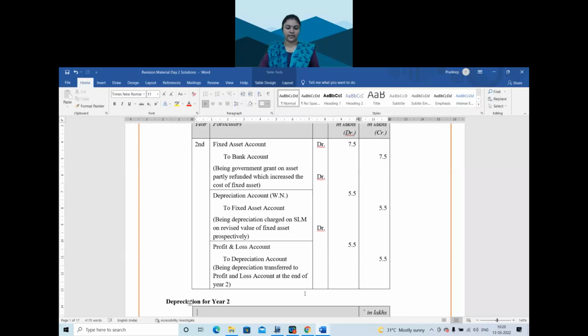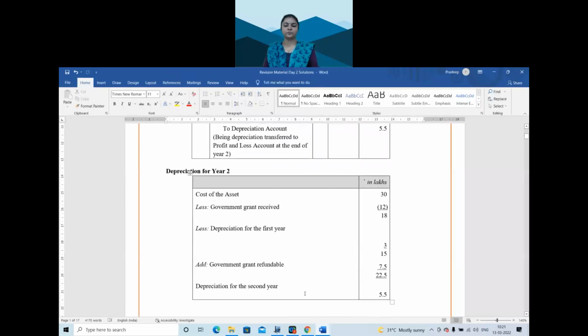The depreciation working note also I have given for your reference. So are the entries clear? Can we move on to question 2?